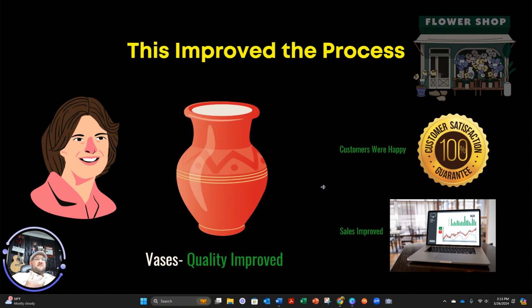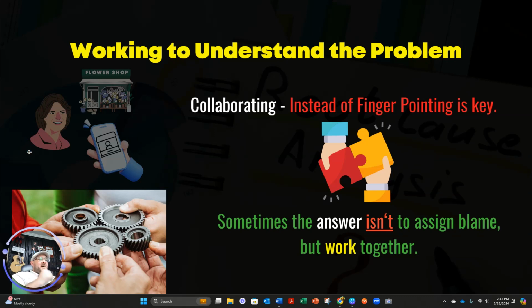Overall, when Sally looked at her process and found the key metrics, she was able to track it down to the cause. One thing that I usually see a lot of at first is finger pointing, right? Reducing that. And remember that sometimes the answer isn't to assign blame, but to work together to solve the issue.